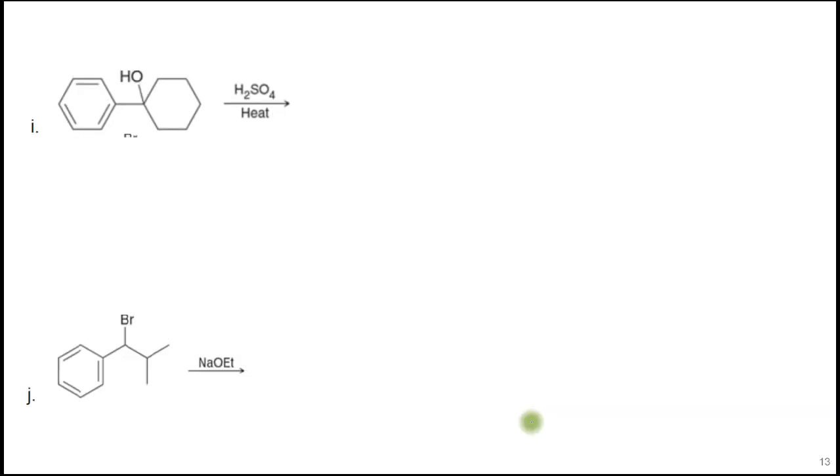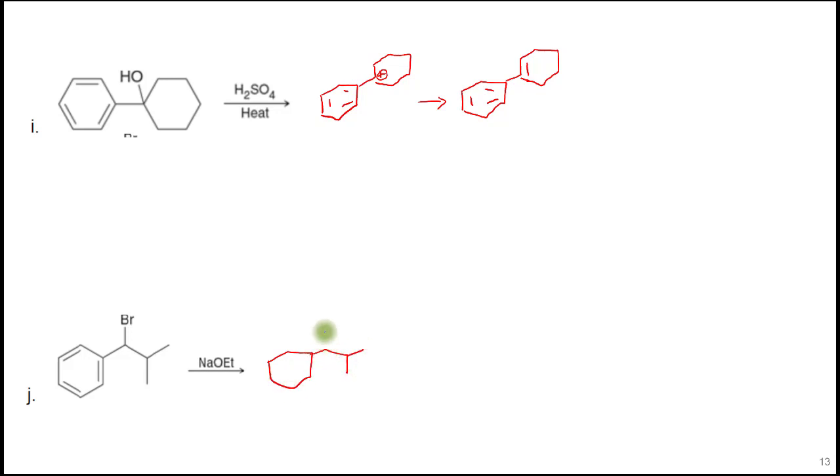If we add acid and heat, the sulfuric acid is going to protonate that alcohol to make it water, which is a good leaving group, which will leave. We get a benzylic carbocation, which can then undergo an elimination. And then with sodium ethoxide, we'll probably get a mixture of products here. Can get the SN2 plus the elimination.